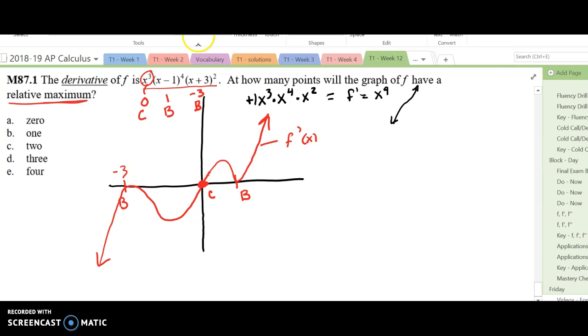I want a maximum where my derivative changes from positive to 0 to negative to make that max, and I never have that. I would have a min at 0 and 2 points of inflection, plateau points. So the answer is 0.